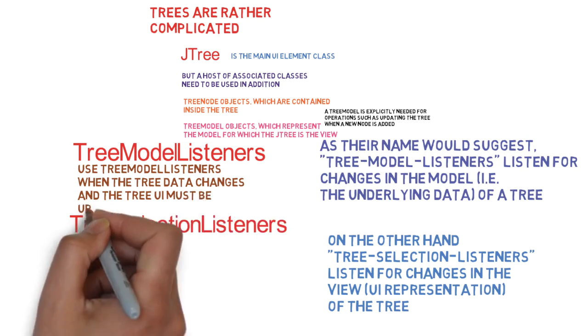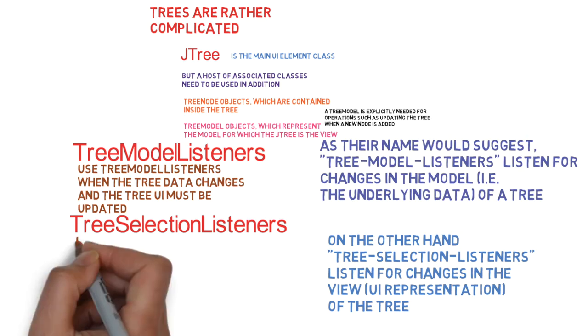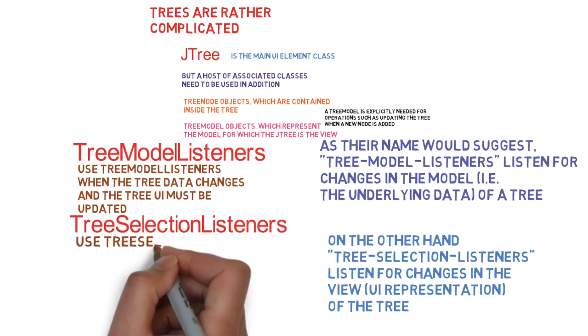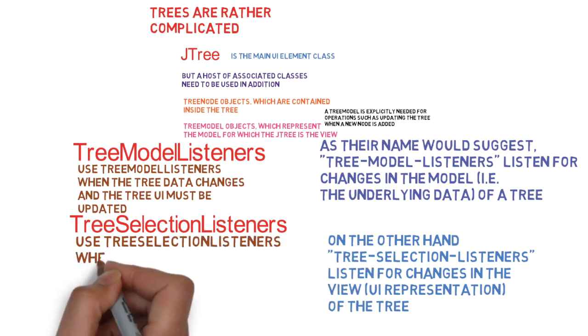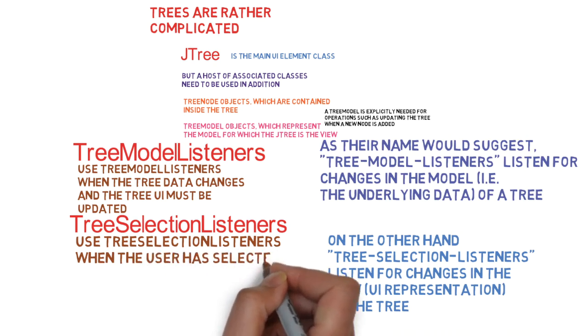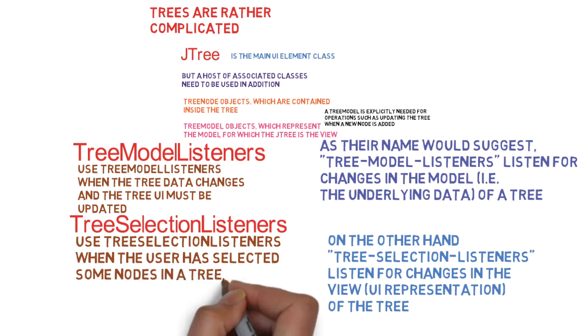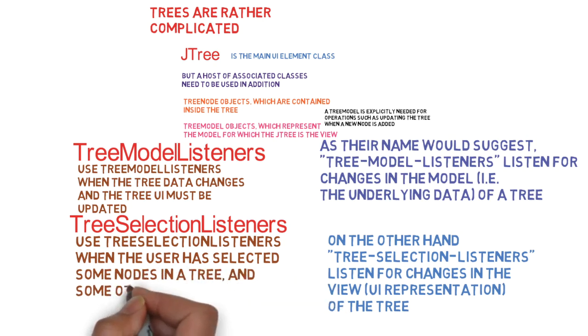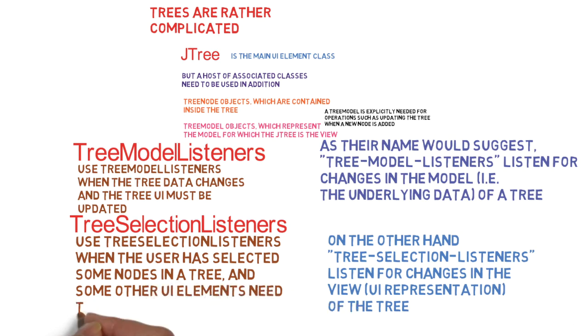And we use tree selection listeners when the user has performed some action on the tree. The most common action that we perform on a tree is to select a different node. When we select a different node in the tree, we use a tree selection listener to get information about this. So when the user has selected some nodes in a tree and other UI elements need to be updated to stay in sync with the selection, that's where you'd use a tree selection listener.